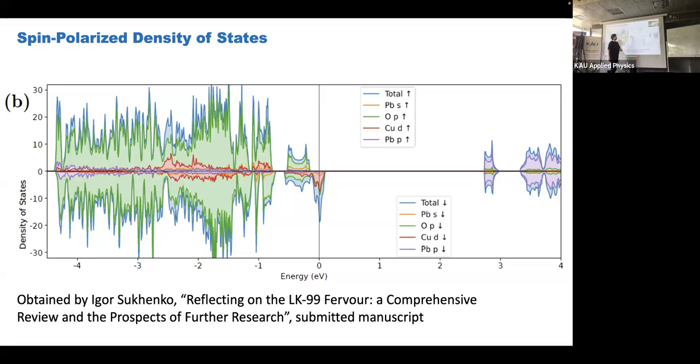And what did you use? Did you use U for Pb and for Kuprum, or only for Kuprum? Only for Kuprum. So Kuprum d here was added by Hubbard correction, because it has strongly correlated electrons, because Kuprum is a huge atom.